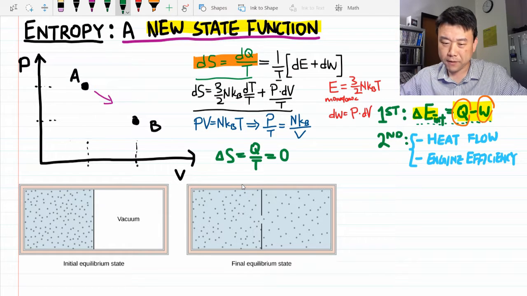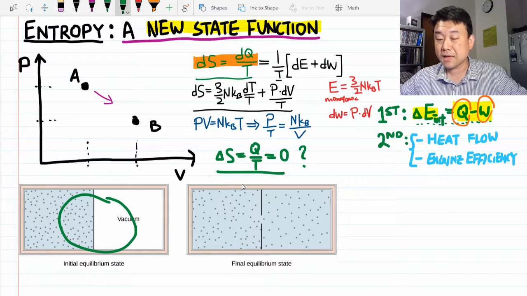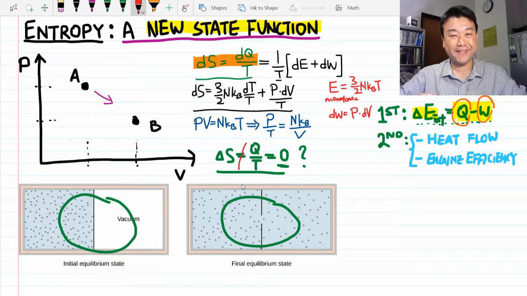And I hope when you hear this description, it sounds wrong to you, because it should not feel like somehow the state of this gas here, occupying half the volume, is the same as the state of the gas here, occupying double the volume. It should not feel like you have gone through a cycle and the total change of entropy was zero. So I hope your intuition tells you that something is wrong here, that this is not correct. So if this isn't correct, what can we do?